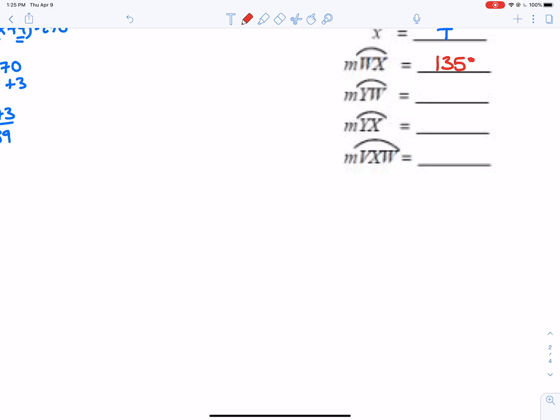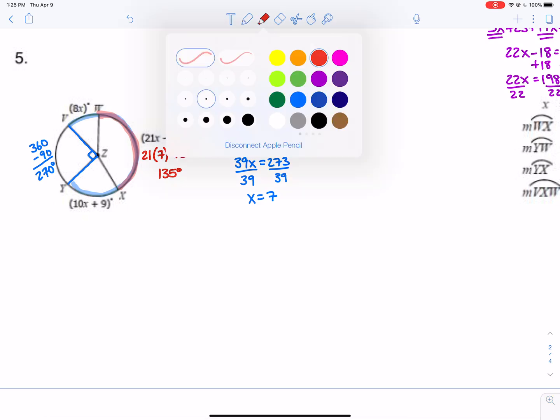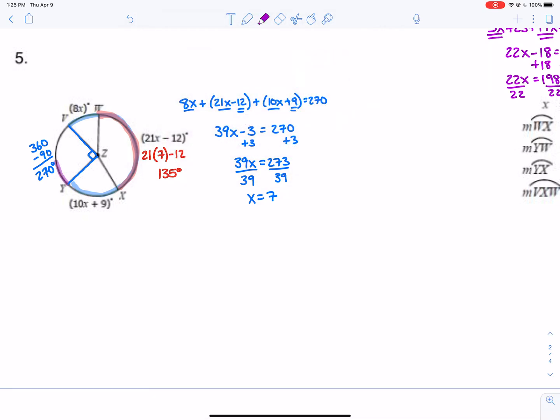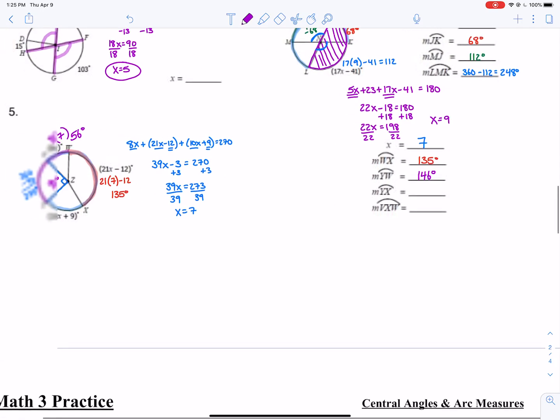Now we need to find the measure of arc YW. So YW, the shortest way to get there would be right there in that direction. So YW we could figure out, because it's 90 degrees plus 8 times x, and we figured out x equals 7. So 8 times 7 is 56 degrees, and 56 plus 90 would give us 146 degrees for that arc.